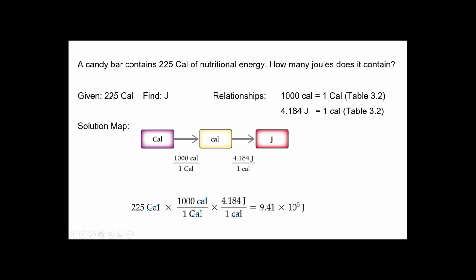So we are given 225 cals, but we need to get to joules. So we need a stepping stone. We need to go from large C cals to small c cals and to joules. And we have a conversion for it here, and we have a conversion for it here. So now we should plug everything in.